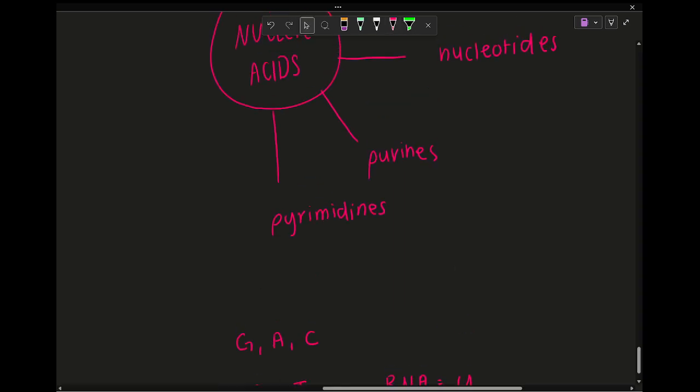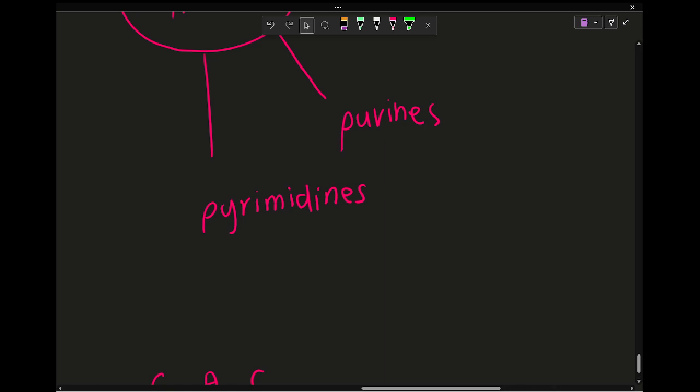All right, so with that, let's talk about purines and pyrimidines. Purines have two rings. They're bases with two rings, so this includes adenine and guanine. Pyrimidines, on the other hand, only have one ring. So that would be cytosine, uracil, and thymine.